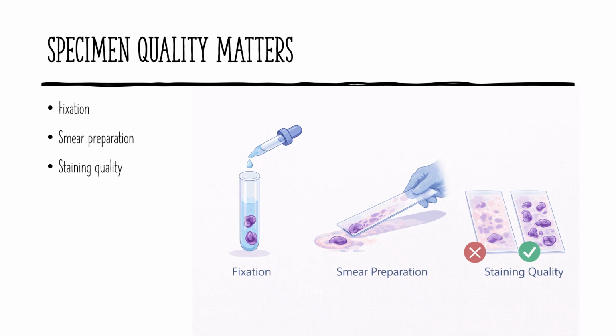Finally, staining quality. Romanowsky stains rely on precise pH balance and timing. Slight variation changes color intensity, which directly affects how we interpret granules, chromatin density, and cytoplasmic features. And remember, many diagnostic decisions rely on subtle color changes. So the takeaway here is simple but powerful. We are not passive observers of morphology. We are active guardians of diagnostic accuracy through specimen quality. No pressure, but also, yes, pressure.